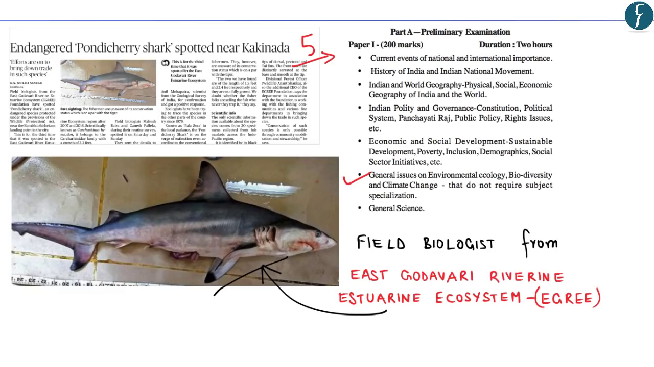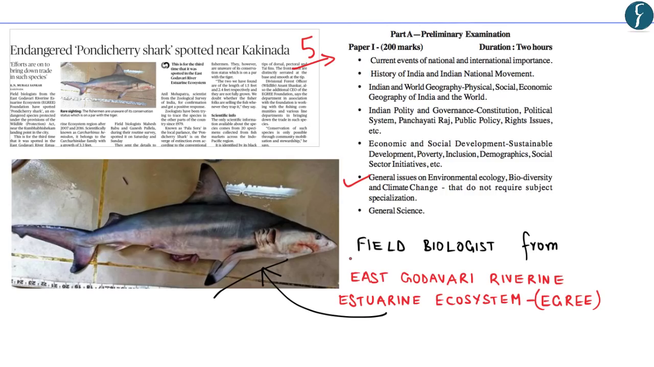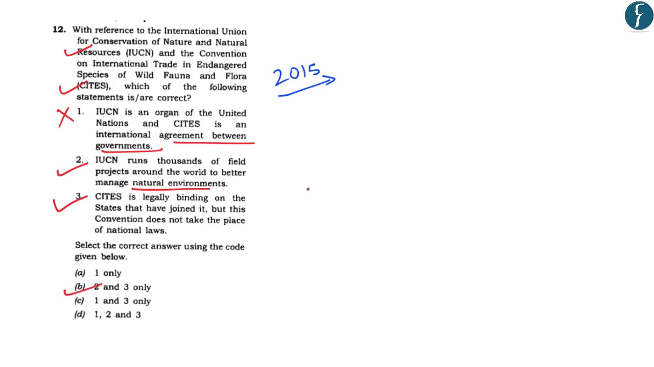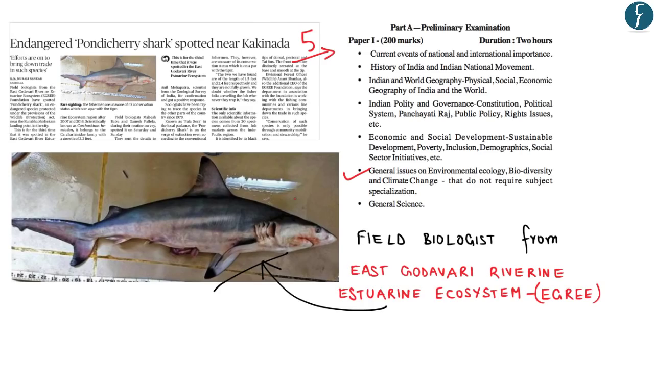So we understand that this news on the Pondicherry shark becomes important, as you must remember that it has been spotted near Kakinada in Andhra Pradesh and IUCN has listed the Pondicherry shark as critically endangered. And we also saw that a question was asked in the year 2015 on IUCN as well as CITES. So this topic of the Pondicherry shark becomes important from our prelims point of view. With this, let's move on to the next news.